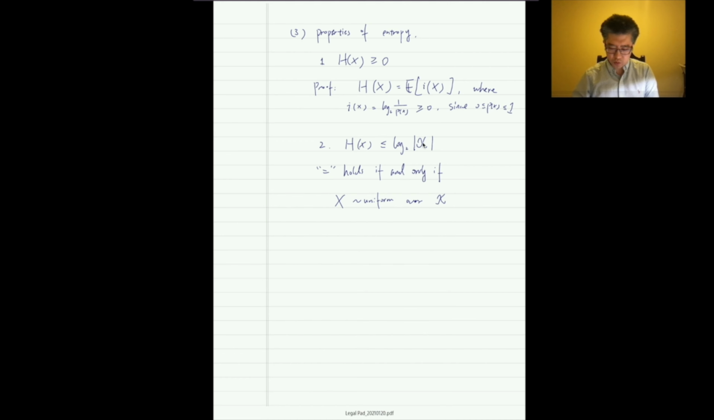This is not very hard to prove, but it's not extremely straightforward either. We're going to use a very famous inequality that we're going to learn in the next class to show it. So for now, just remember this. We will prove it later in the next class.